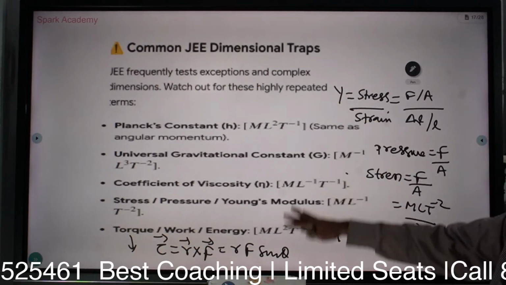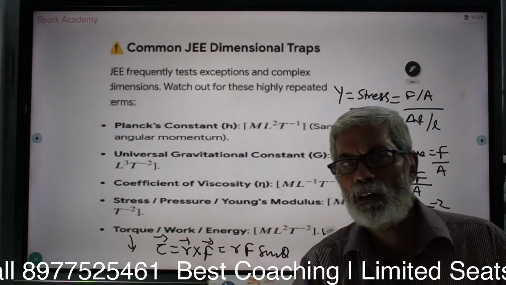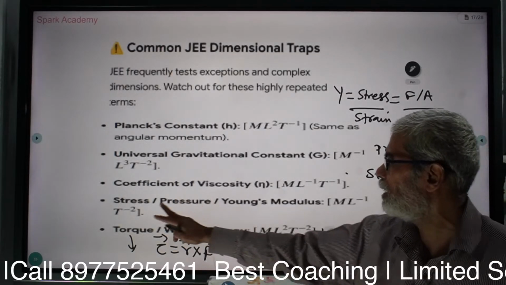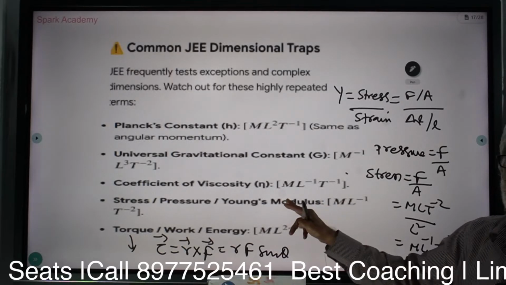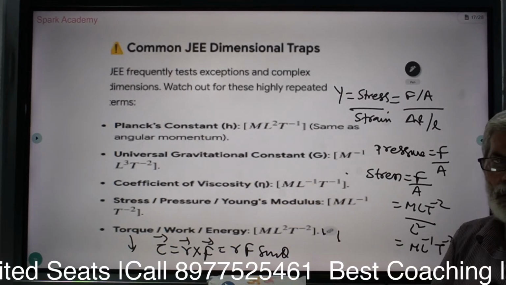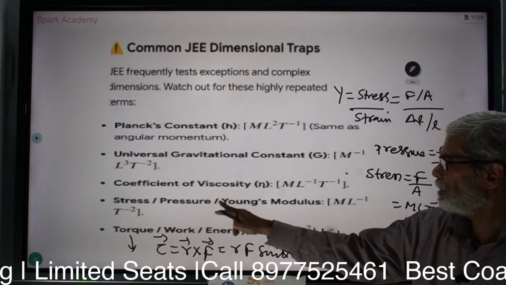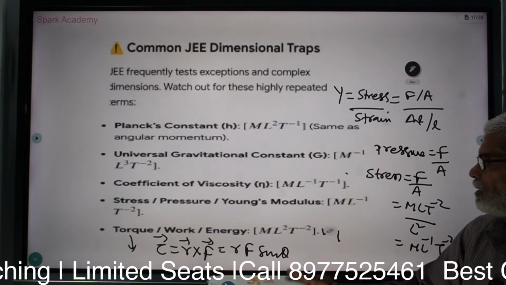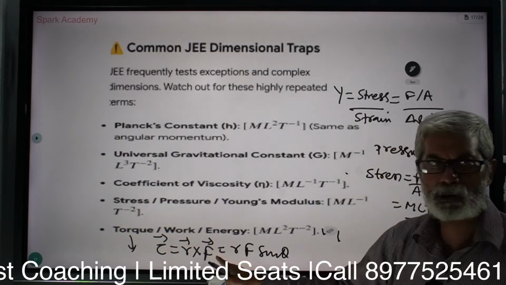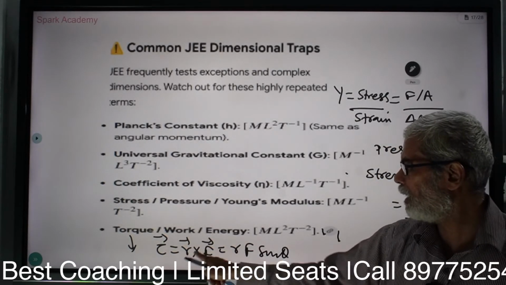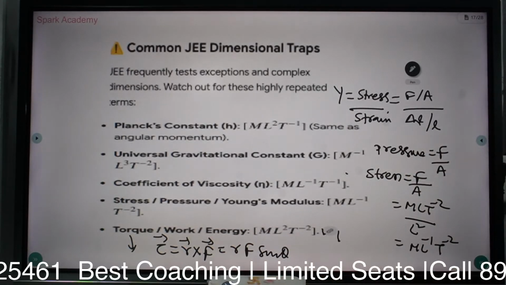In the exam they will ask which two physical quantities have the same dimension. Here some examples are there. Stress, pressure, Young's modulus. Young's modulus is the ratio of stress to strain. Strain has no dimension. Stress is force per unit area. So stress, pressure, Young's modulus have the same dimension. Similarly, torque, work, energy have the same dimension. Torque is nothing but moment of force, so the formula is r F sin theta or r into F. With the dimension for r and the dimension for F, you will get the dimension.